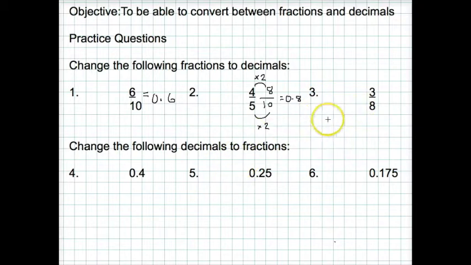Question 3. Now, for question 3, this is quite a complicated one here. This is one that we do really need to remember. I would strongly advise this. What we've got here is 3 over 8. Now, 1 over 8 is actually half of a quarter. You should know that a quarter is 0.25. So if a quarter is 0.25, 1 over 8 is half of 0.25, which is 0.125.